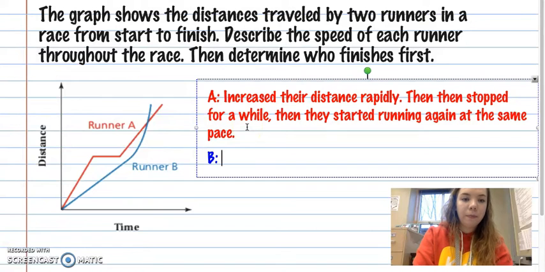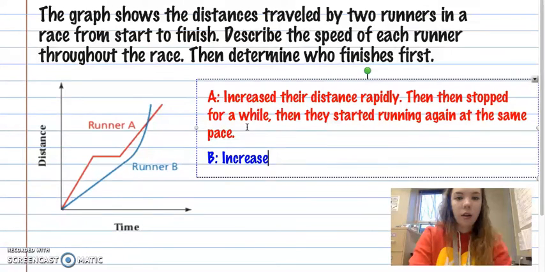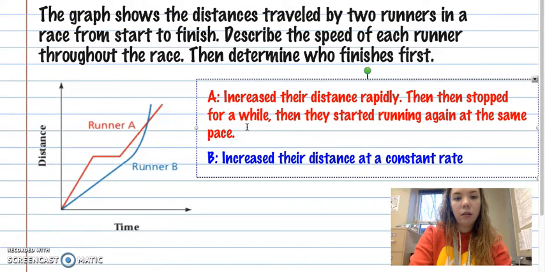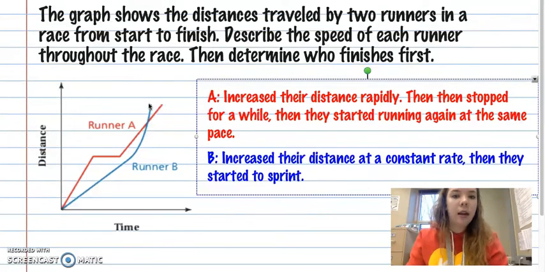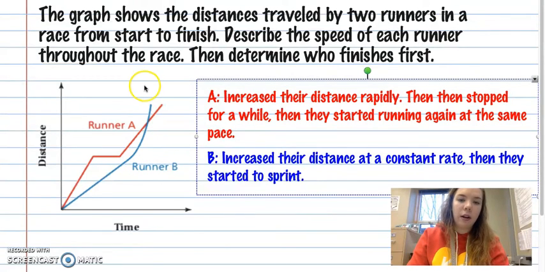Runner B increased their distance at a constant rate. So that'd be this straight portion of their line. But then they start to curve up rapidly. Then they started to sprint. Okay, that's what I would say, because they're starting to run faster at the very end.